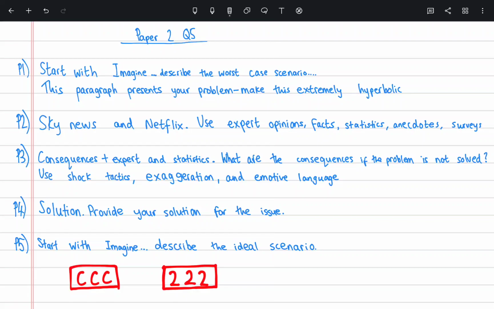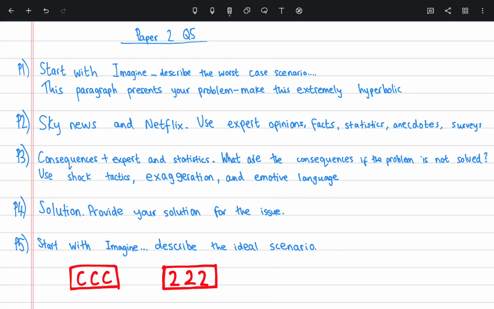So this is a simple template for you to consider and use when answering Section B for the English Language Paper 2. So paragraph 1, you could start off with imagine. So literally the first word you'd start off with is imagine. So here you would describe the worst case scenario, and this paragraph would present your problem. And ideally, you'd want to make this extremely hyperbolic. So you'd exaggerate, okay? You'd use excessive exaggeration.